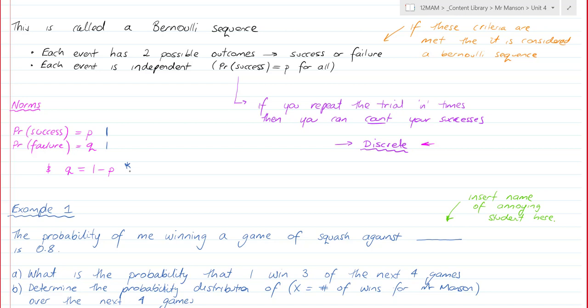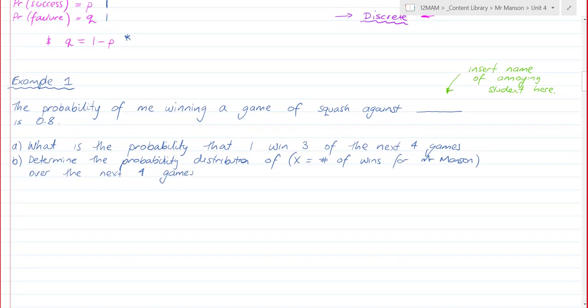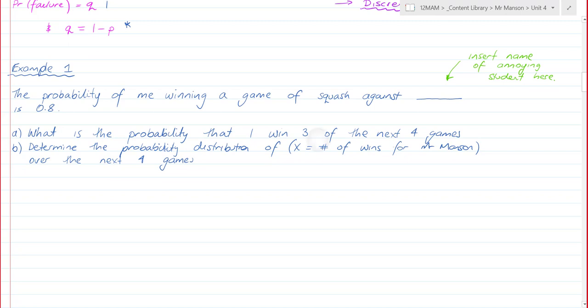So example 1, the probability of me winning a game of squash against, any suggestions? I'm not putting time here to defend himself, but since you're willing to suggest him, that will do. I would never put somebody themselves on that. That would be quite immature, I think.